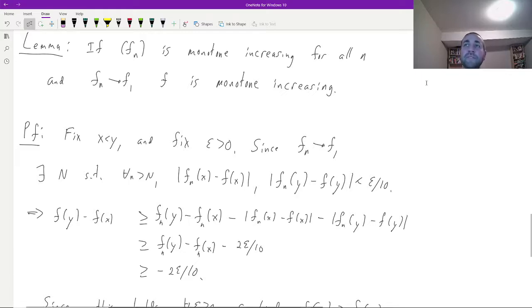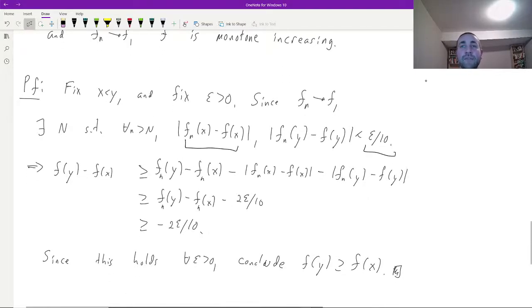So how do we prove that f is monotone increasing? Well, we're going to fix some x less than y, and we're going to look at f of y minus f of x. So fix x less than y, and fix epsilon greater than 0. Since f_n converges to f pointwise, what that really means is that there exists some capital N, so that for all little n bigger than capital N, f_n of x minus f of x and f_n of y minus f of y are small compared to epsilon. In particular, I'm going to get that they're less than epsilon over 10. Okay, so that's certainly true, right? I have pointwise convergence, and so in particular, I get that these pointwise differences become small.